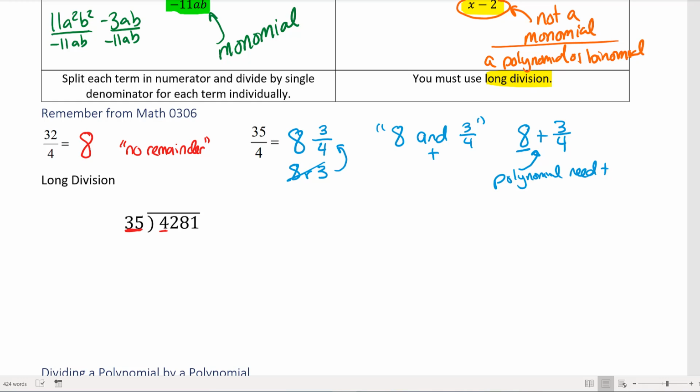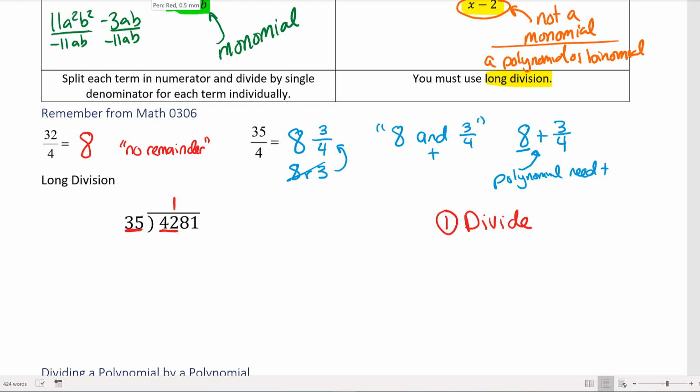How many times does 35 fit into 4? Well, it doesn't fit into 4. So we're going to use 2 digits. How many times does 35 fit into 42? Well, it goes once. Now, when I'm saying how many times does 35 fit into, really what I'm asking is I'm asking you to divide 42 by 35 and get the whole number 1.